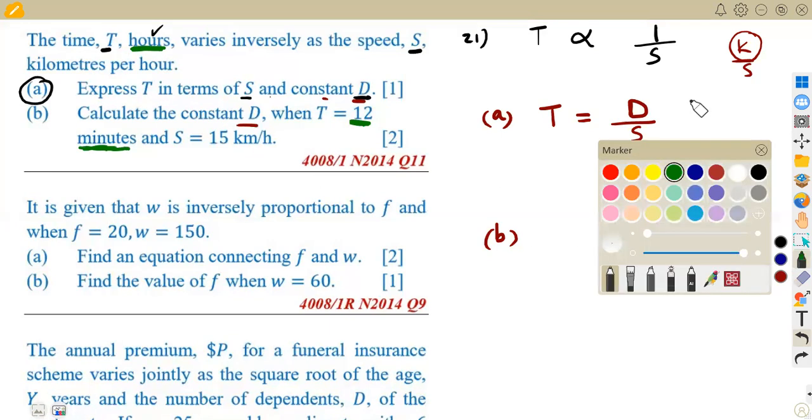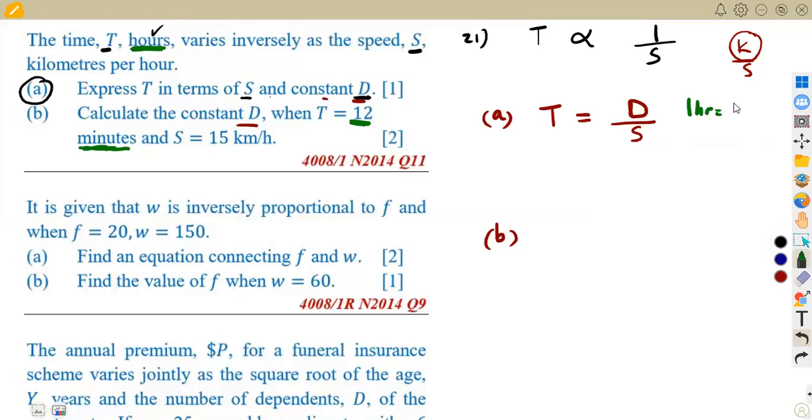So you're going to convert. Remember, 1 hour is equivalent to 60 minutes in this case. So what about 12 minutes? How are you going to convert these 12 minutes to hours? It's simply going to divide 12 over 60. So in place of time, we are going to use 12 over 60. It's now in hours because this time is supposed to be in hours.